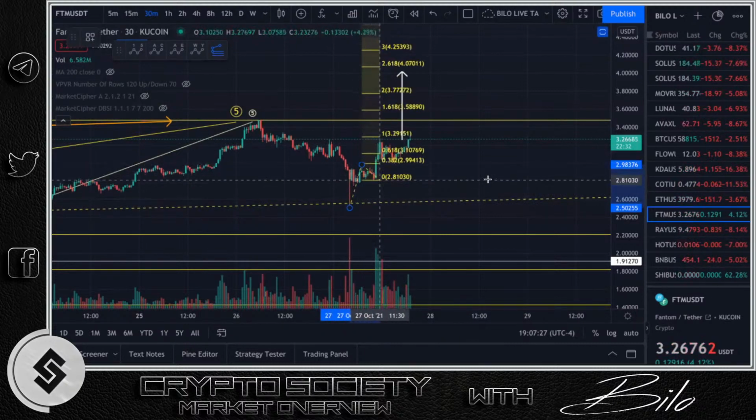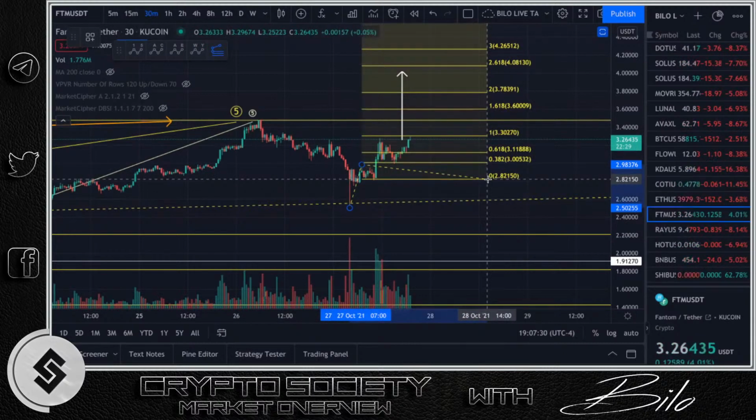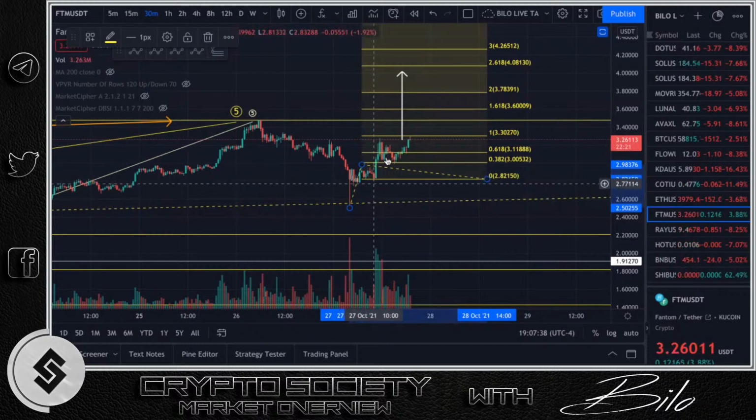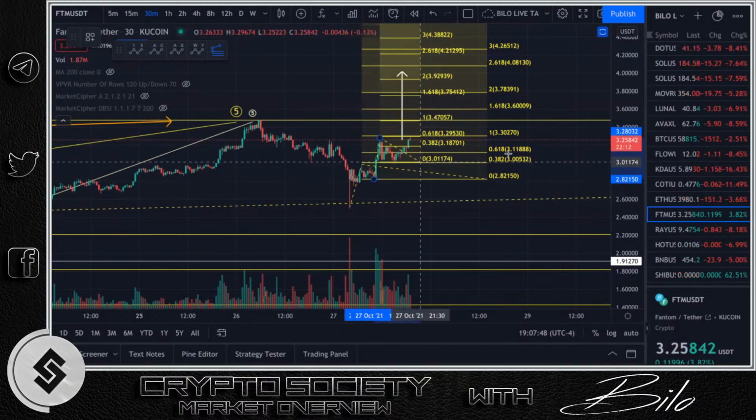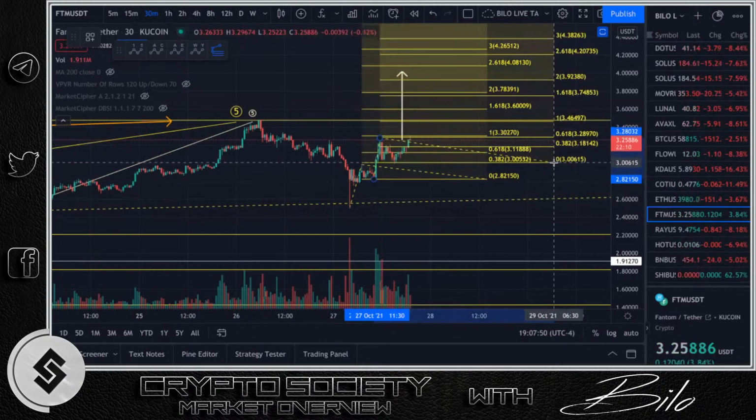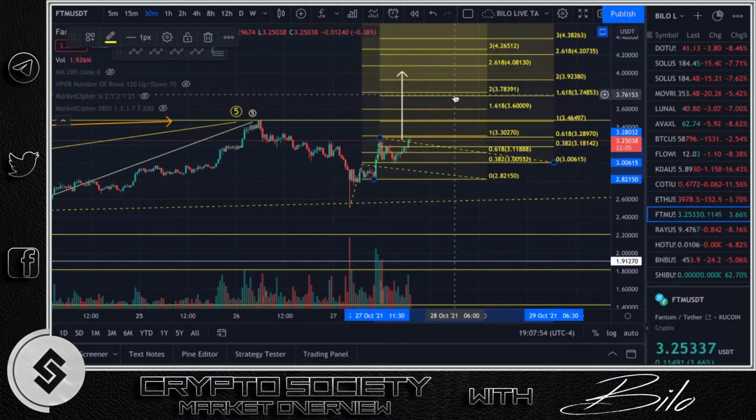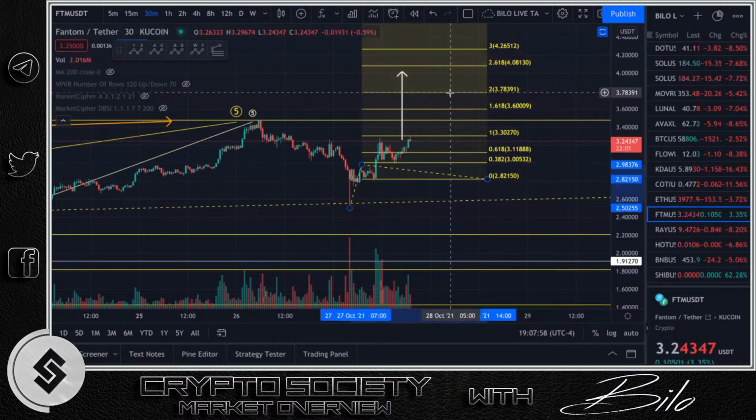Bilo, can we have a look at Radix? So boring. See, this is actually a very tradable coin as well. You're saying that it's boring, but realistically, it's a very tradable coin because you've got really obvious areas of support and resistance.